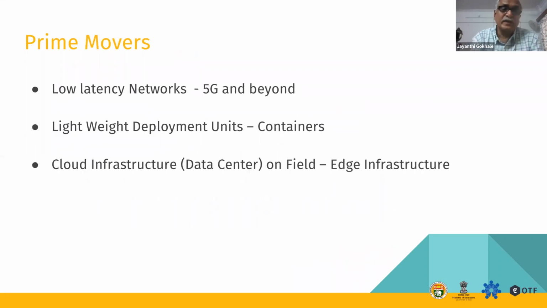So once again, to make this happen, I told you low latency networks are possible through 5G. Lightweight deployment units can be made possible through containers. And you talk about bringing in slices of this cloud infrastructure in a slightly smaller version, and then you call this edge cloud infrastructure. So we will be spending the next few minutes discussing each of these areas.